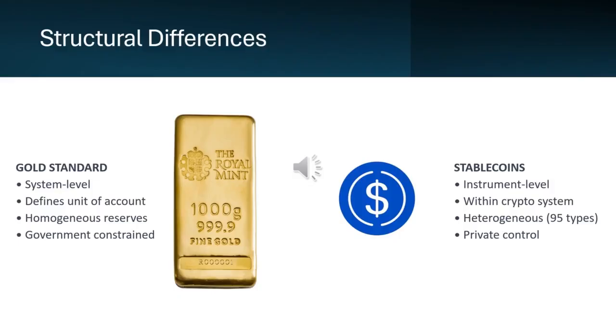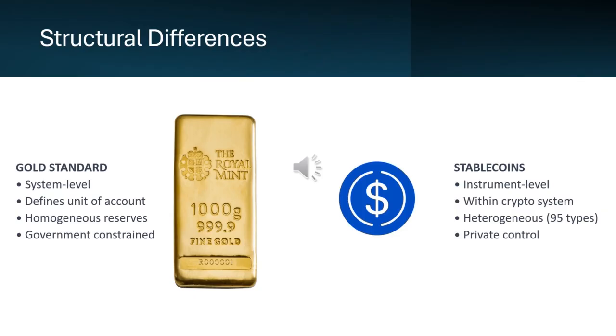However, these systems occupy different levels of the monetary hierarchy. The gold standard was a system-level monetary order where the unit of account itself was defined in gold terms, and government policy was constrained by the need to defend gold parity. Stablecoins, in contrast, are instrument-level constructs. They don't define the unit of account for the broader economy, but rather replicate cash-like stability within the cryptocurrency system and at the interface with the fiat system.